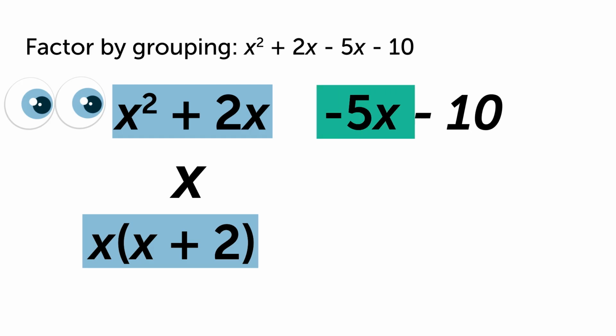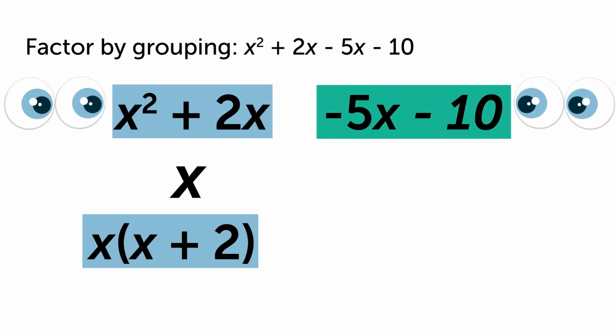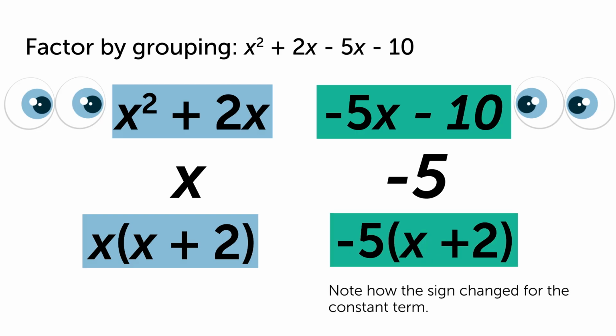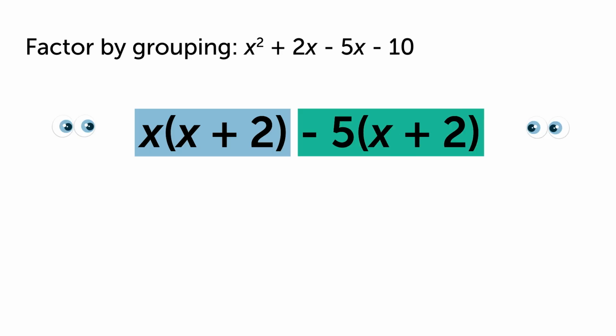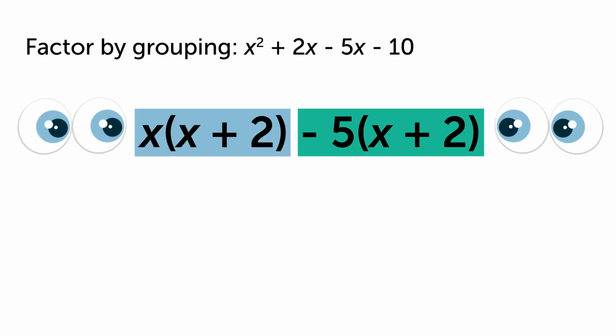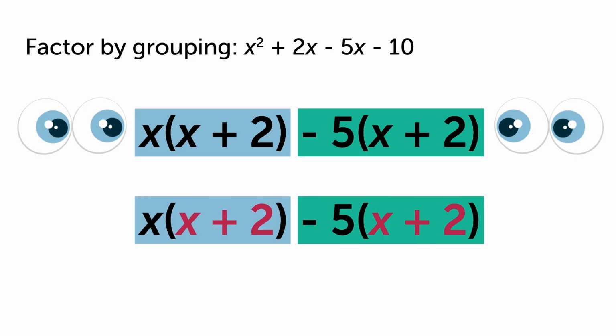In our second group, the common factor that both negative 5x and negative 10 have in common is negative 5. Factoring out a negative 5 yields the quantity of x plus 2. Now that we have pulled a GCF from the first group and another GCF from the second group, do you notice anything about the new factors that were created? There is an x plus 2 factor in both groups.